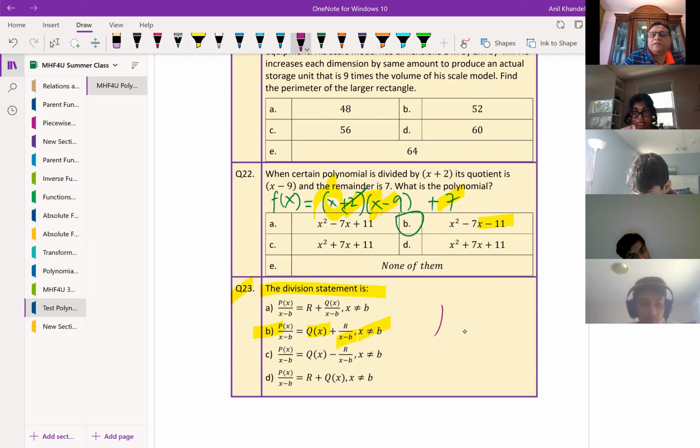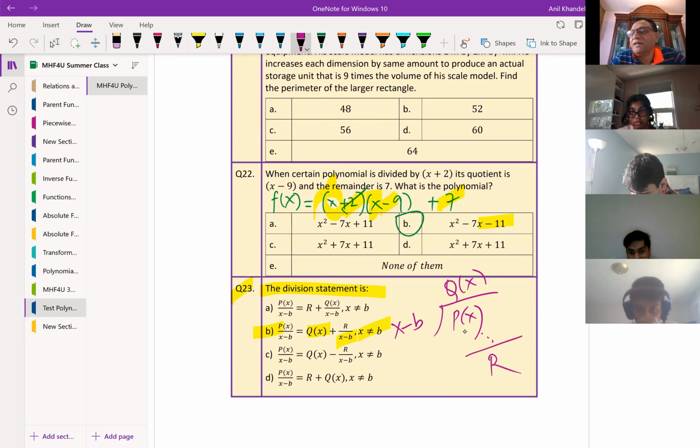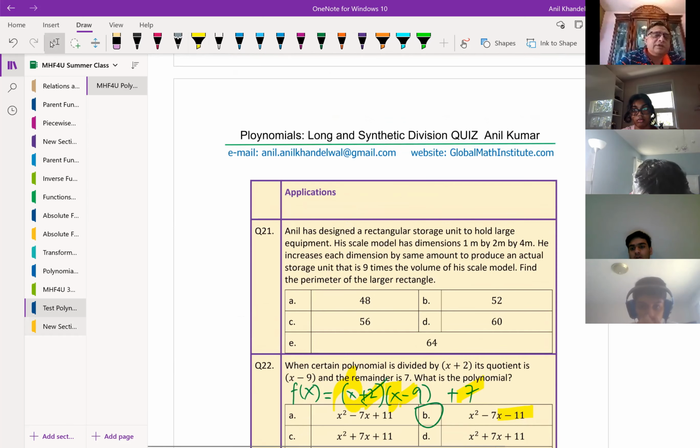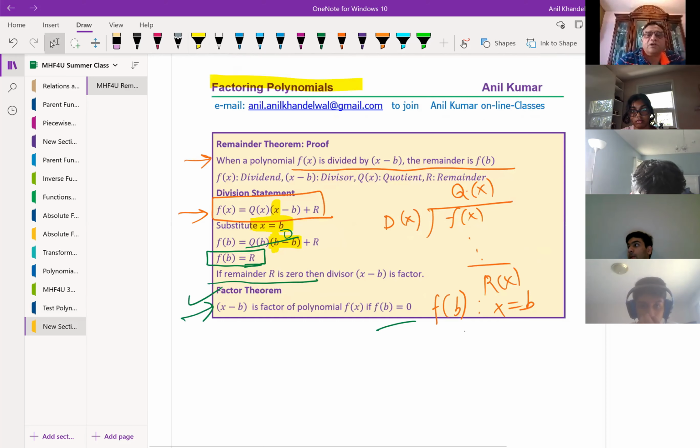So what we are doing here is dividing a polynomial p of x by x minus b, right? You get a quotient here and you get a remainder. And that is how you write it, correct? That's a division statement, correct? Okay, so that brings us to the end of this. These are just solutions for all this, right? Okay, that's fine. So I think we have learned a lot today from all this.